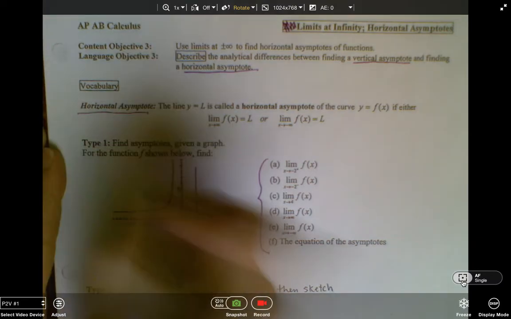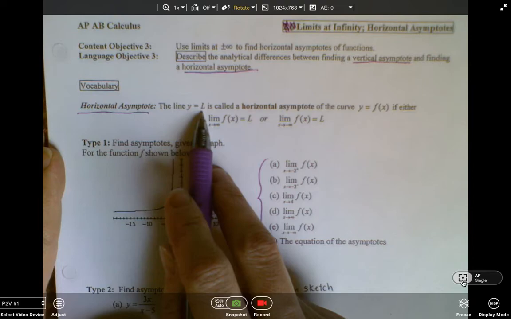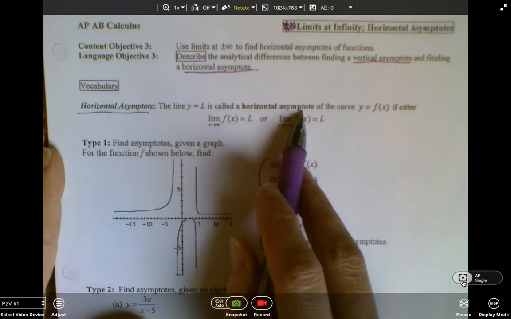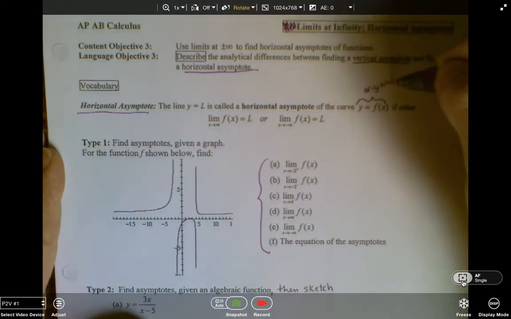Horizontal asymptote: the line y equals L, where L is some number, is called a horizontal asymptote of the curve y equals f of x. So this is our original function.